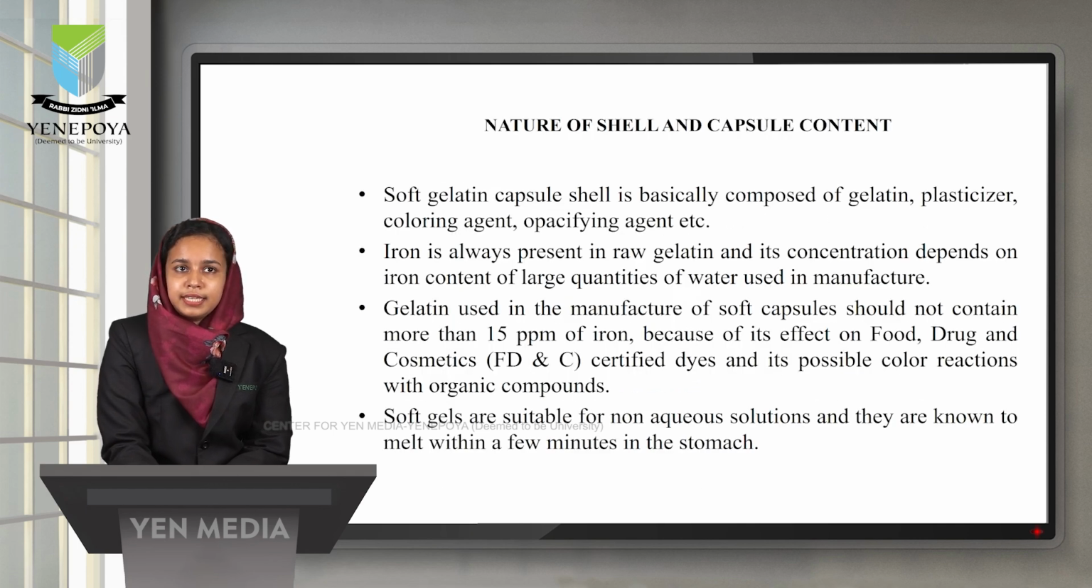Coming to the nature of the shell and capsule content, the soft gelatin capsule shell is basically composed of gelatin, plasticizer, coloring agent and opacifying agent. The presence of iron is always there in raw gelatin, and its concentration depends on the iron content of the large quantities of water used in manufacture. Gelatin used in the manufacture of soft capsules should not contain more than 15 parts per million of iron because of its effect on food, drug and cosmetics certified dyes and its possible color reactions with organic compounds. Soft gels are suitable for non-aqueous solutions and they are known to melt within a few minutes in the stomach.